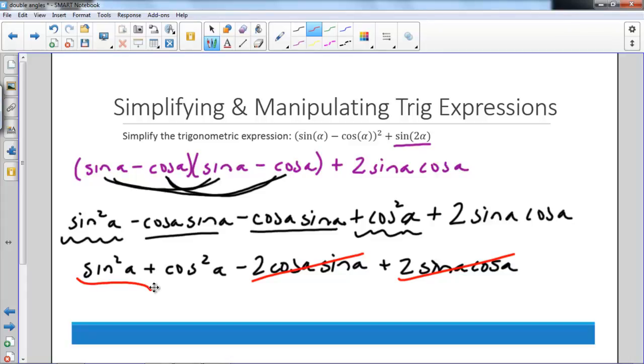And if you remember from the simplifying and manipulating trigonometric expressions video, sine squared alpha plus cosine squared alpha is a Pythagorean identity, and it equals 1. So this big expression actually simplifies all the way down to 1. And that's it for this video.